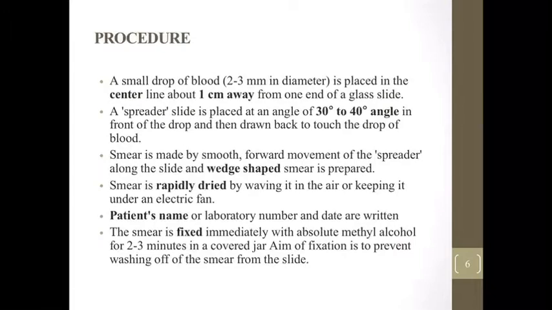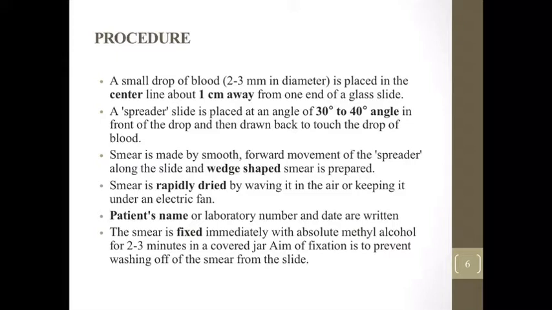Now, how to make a peripheral smear? First, a drop of blood 2 to 3 mm in diameter is placed in the center of the line, about 1 centimeter away from the edge of the glass slide. We can use EDTA anticoagulated blood, a drop of blood from the syringe, or a blood drop from a skin puncture. So the drop of blood is placed.